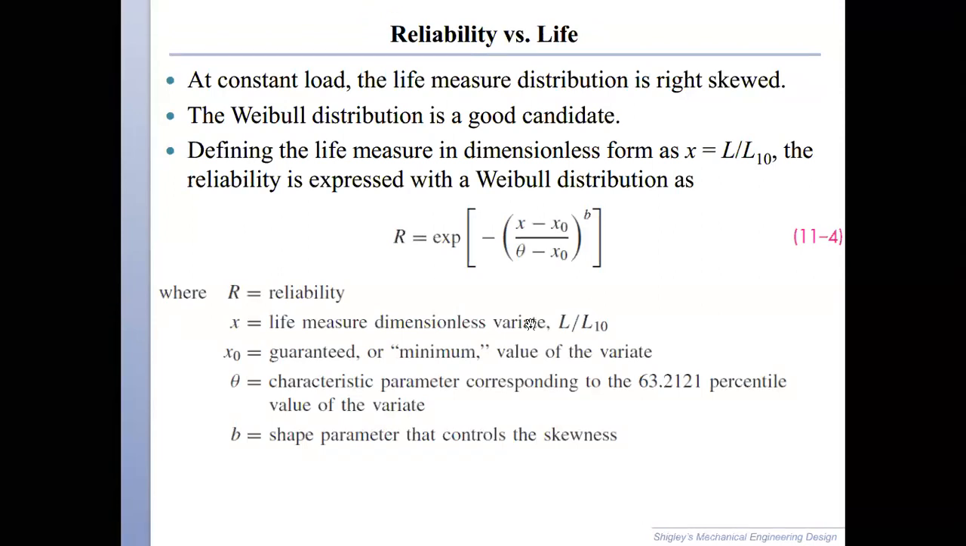Now, the thing is, abhi I just showed you normal distribution. Now there are different types of distributions. For example, there is normal distribution, there is binomial distribution, there is a chi-square distribution, and many more statistical distributions. Now, at a constant load, the life measure distribution is right skewed. Jis tarah abhi maine bataya ki it can be skewed to one of the sides.